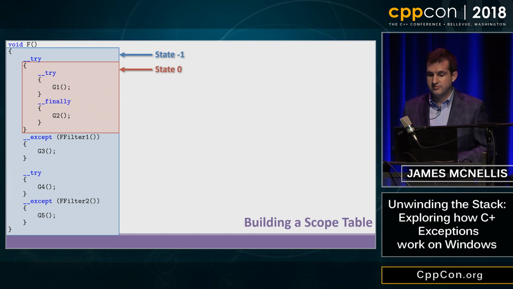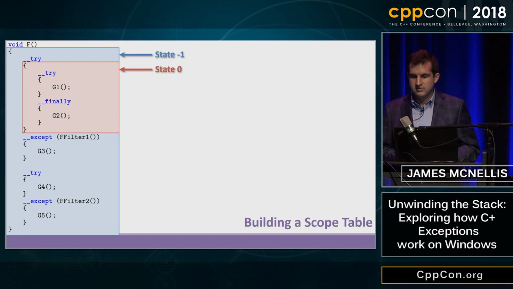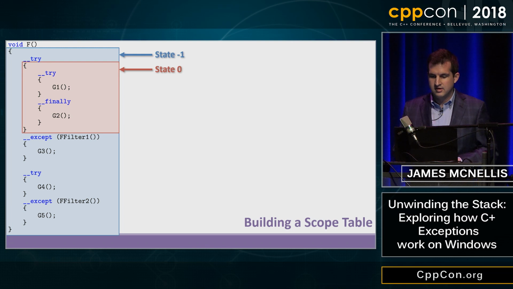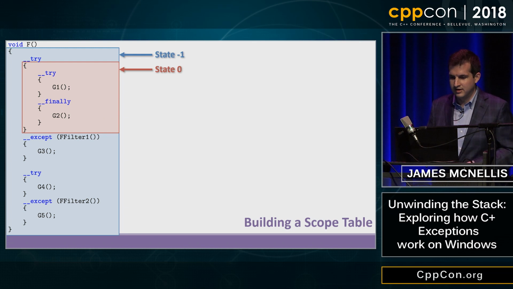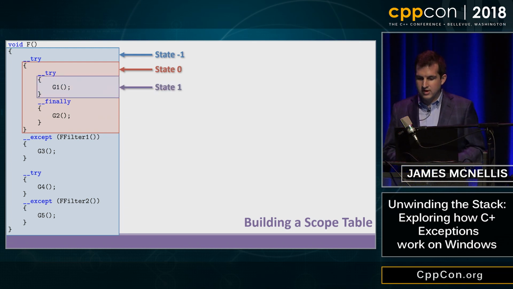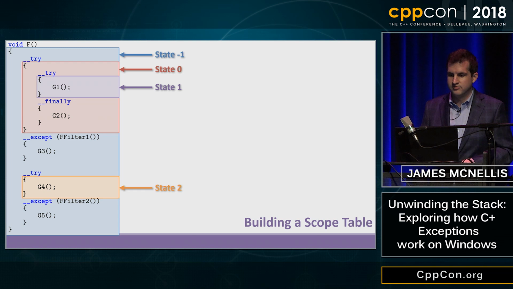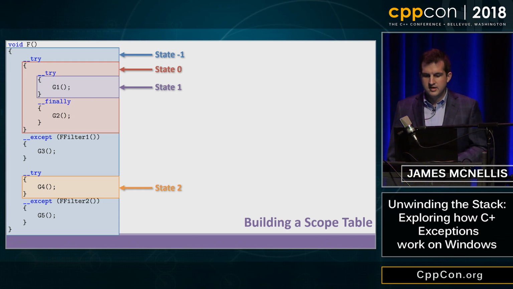Next, we define state 0 for the first outer try block, so execution of this code is guarded by the associated except. So if an exception occurs here, the filter for that except will need to be called to see if the exception should be handled. Note that state 0 includes only the try block and not the associated except block, because the except block does not guard execution of itself. So if an exception occurs inside of the except block, the except block can't handle that exception on its own. Next, we define state 1 for the inner try block, and then we'll define state 2 for the last try block in the function.